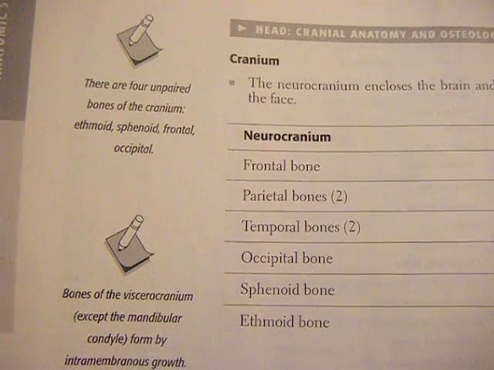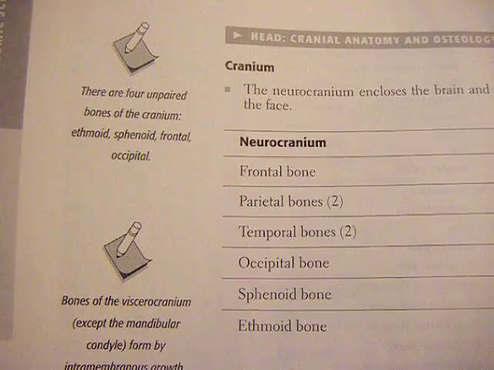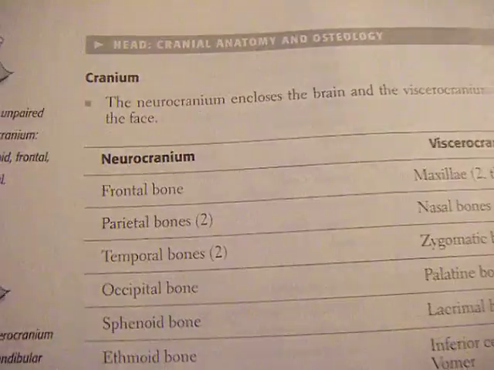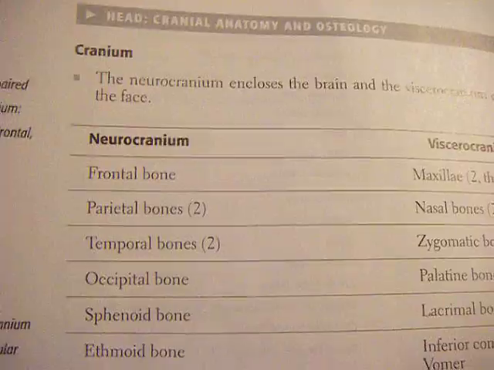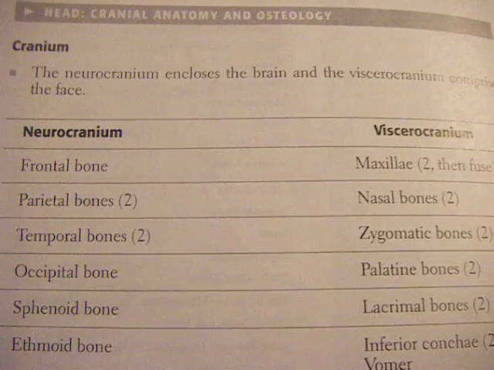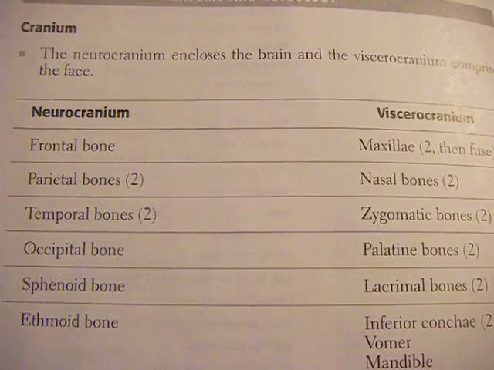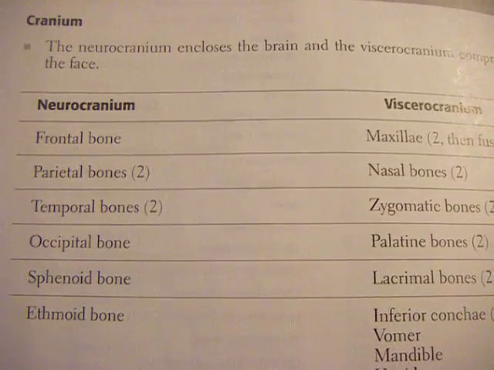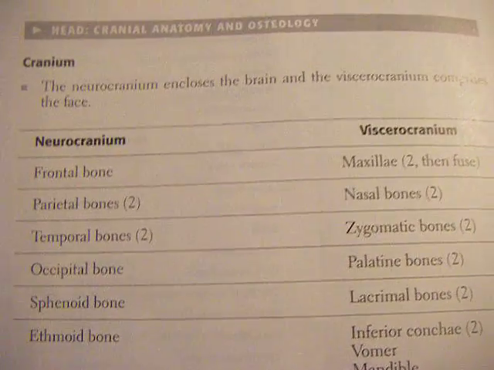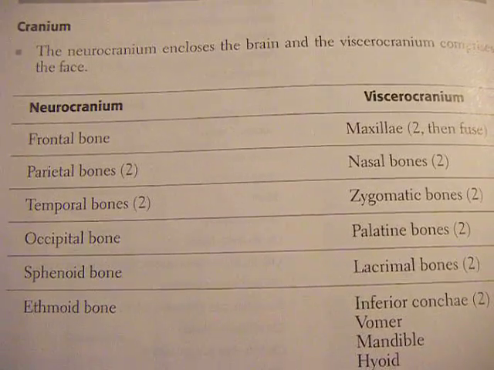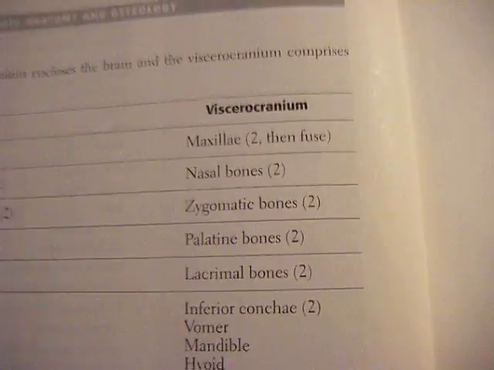There are four unpaired bones of the cranium, that is ethmoid, sphenoid, frontal bone and occipital bone. Now, concerning the cranium, the neurocranium encloses the brain, whereas the viscerocranium comprises the face. Neurocranium is composed of these bones: frontal bone, parietal bones, a pair, temporal bones, again a pair, occipital bone, sphenoid bone and ethmoid bone.